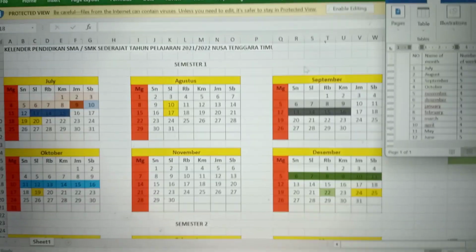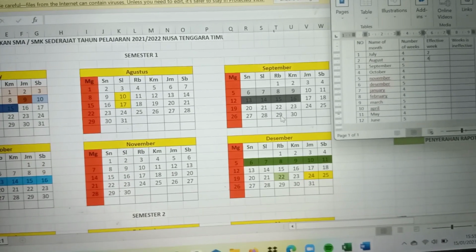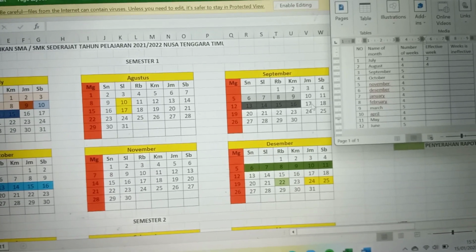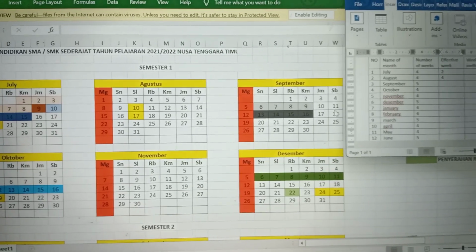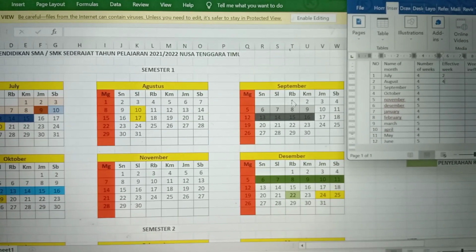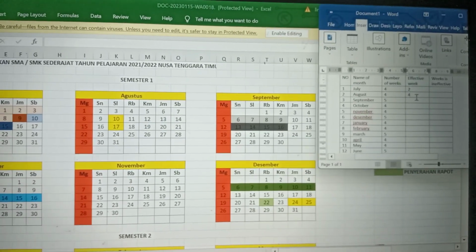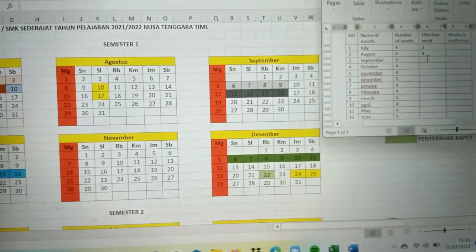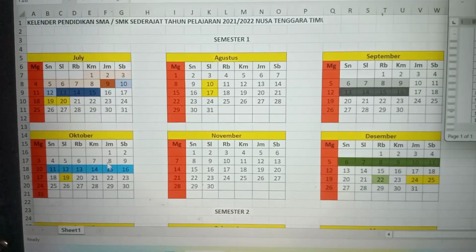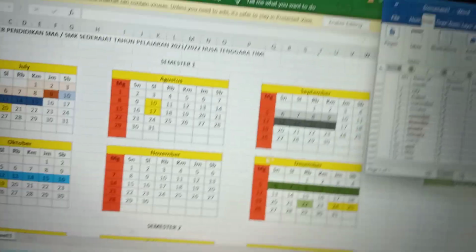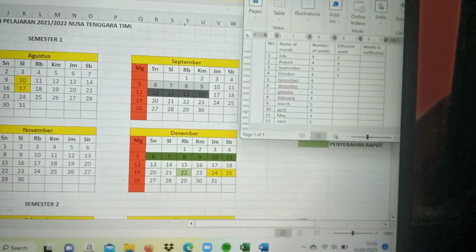Next, in September there are 1, 2, 3, because in the second and third week the effective days are just 2 days. So in September the effective weeks is 1, 2, 3. Let's write here 3. Next, in October is 1, 2, 3. In October there are 3 effective weeks. Let's write here 3.